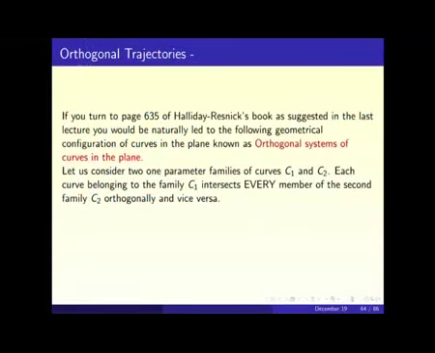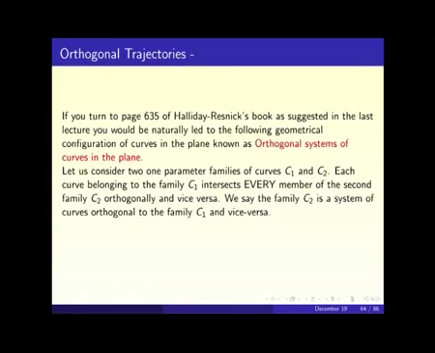Each curve in C1 intersects each curve in C2 at right angles. Like your blue circles and your red circles. Each blue circle meets each red circle orthogonally. So two such systems are called orthogonal trajectories of each other. So we say that the family C2 is a system of curves orthogonal to the family of curves C1 and vice versa.